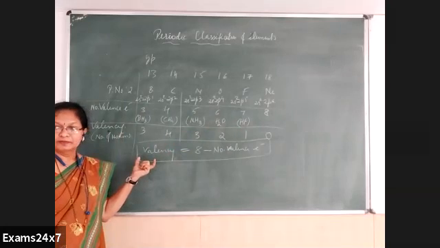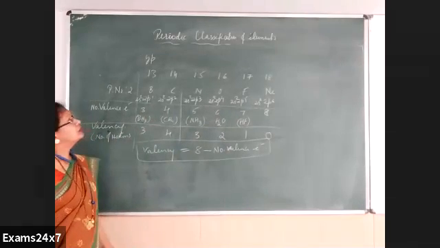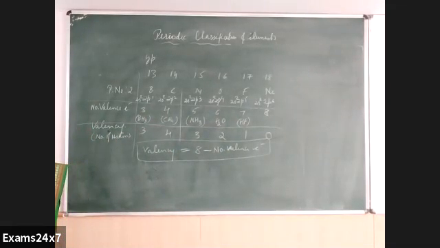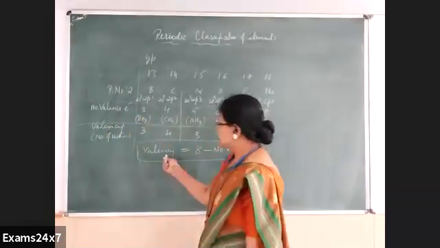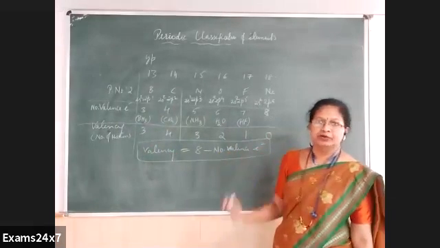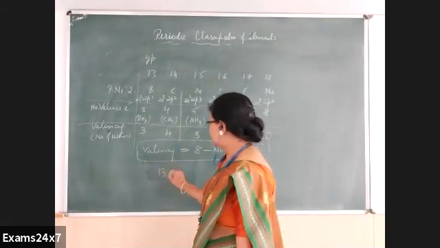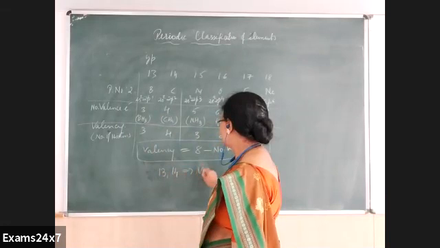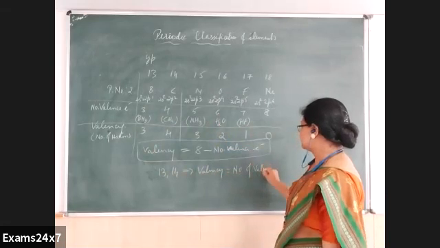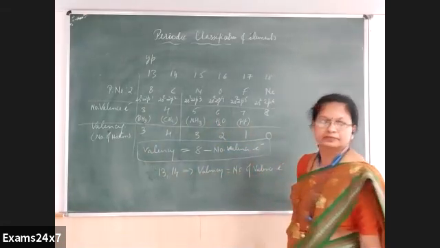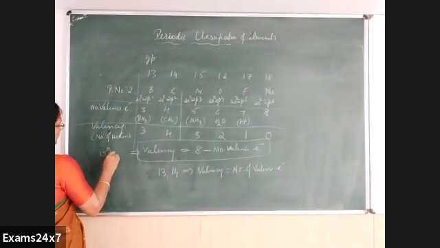This is for what? For the 13th and 14th group, valency and number of valence electrons are the same. From the 15th group onwards, valency is equal to 8 minus number of valence electrons. What's the rule? For group numbers 13 and 14, valency is equal to number of valence electrons, and this rule is for 15th onwards.